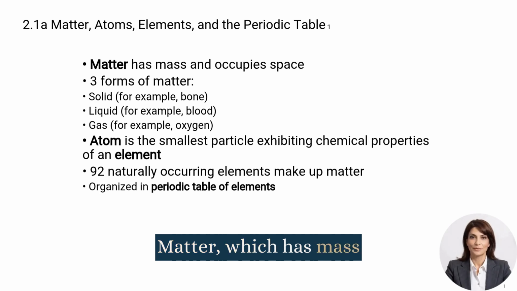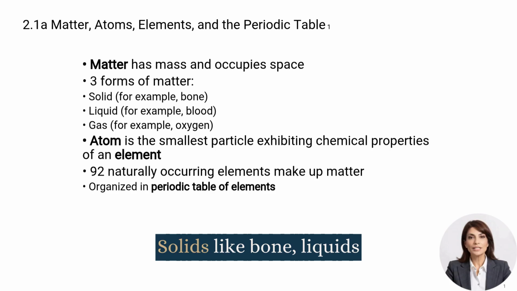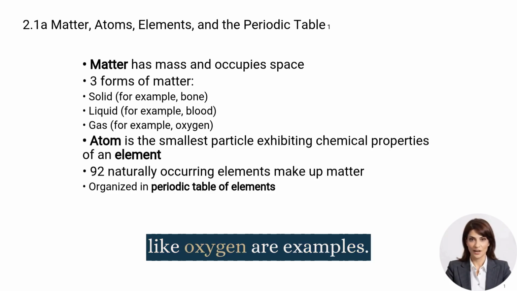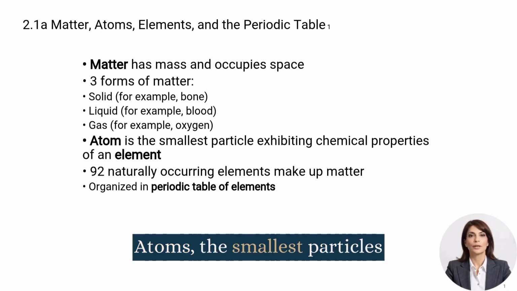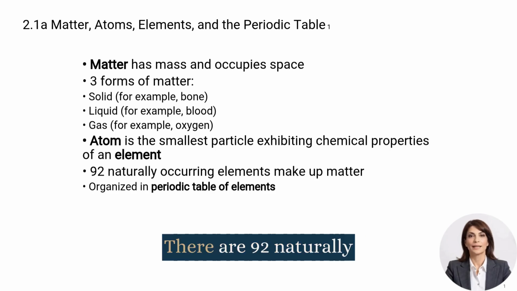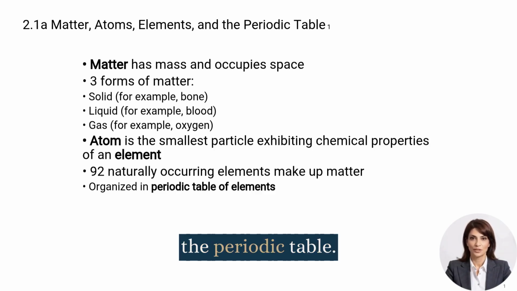Matter, which has mass and occupies space, exists in three forms: solid, liquid, and gas. Solids like bone, liquids like blood, and gases like oxygen are examples. Atoms, the smallest particles with chemical properties, form elements. There are 92 naturally occurring elements, organized in the periodic table.